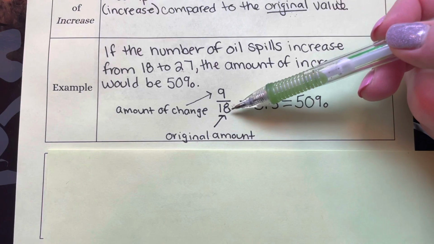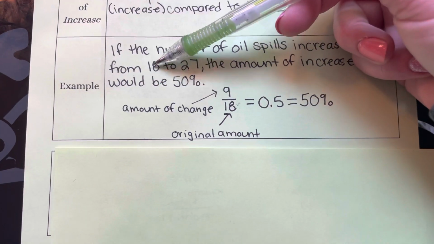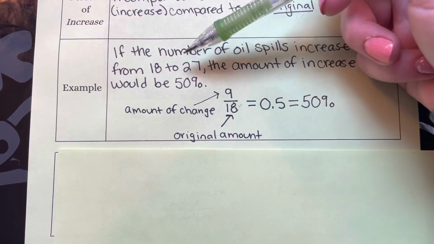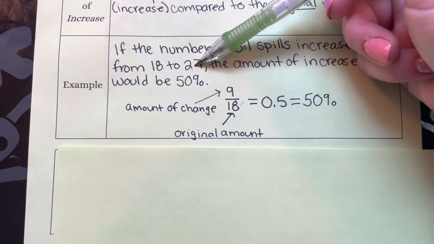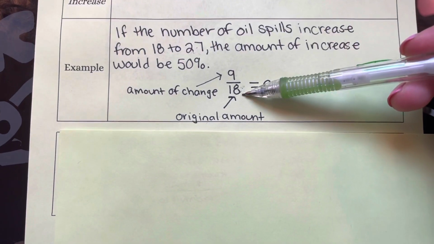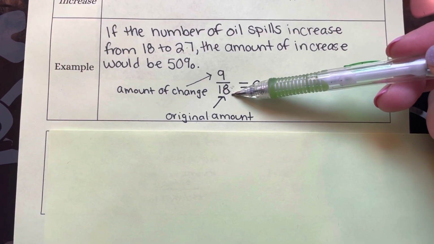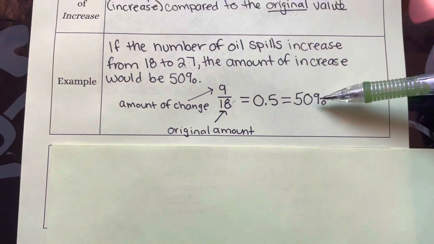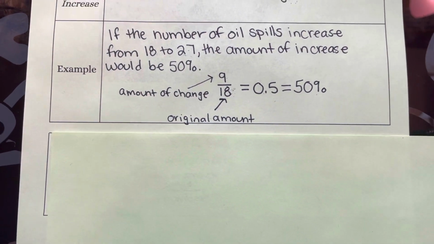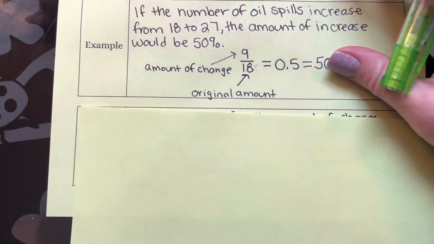You want to be careful that you actually always put the original amount. Just because it's smaller doesn't mean that you should ignore it. 27 is not the original amount because that's what it changed to. So we know that it's 9 over 18. This would simplify to 1/2, 0.5, or 50%. That's a benchmark fraction, so we shouldn't have to think too hard on that.